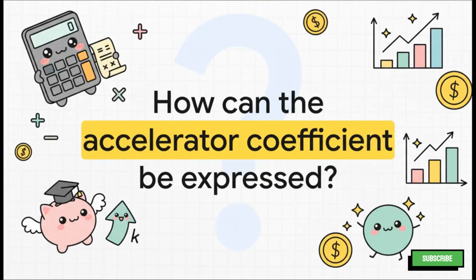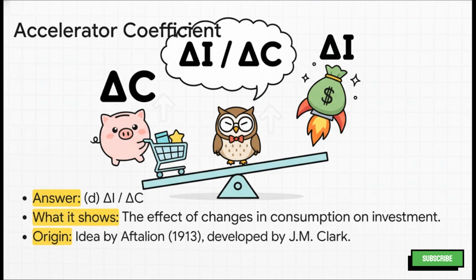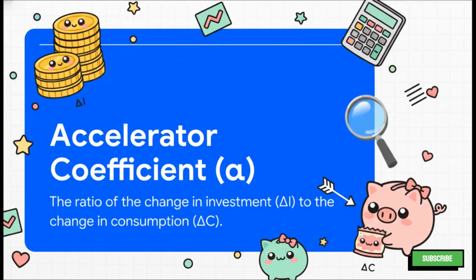Let's move on to question 13. How do you express the accelerator coefficient as a formula? And the correct answer is D. The accelerator coefficient is all about the powerful ripple effect that a change in consumption has on investment. A small increase in what people are buying can lead to a much bigger, or accelerated, jump in investment spending. Now, what's really fascinating here is just how elegant the formula is. It's designed to measure what economists call induced investment. This is new investment that happens only because consumption has gone up.